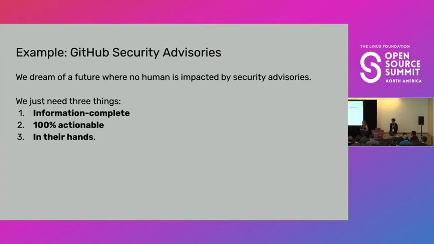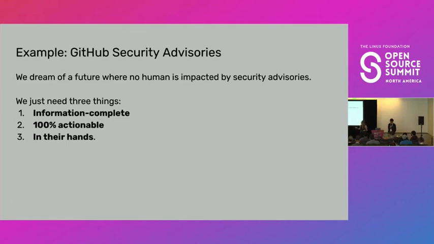So we imagine this future where no human is impacted by security advisories. And that's a big, hairy, audacious goal, and it may not actually be possible. But if there are organizations who can push that goal along, it's GitHub and Google. So we have a responsibility to our users in order to aim big and make sure that we're advancing that cause as much as we can.